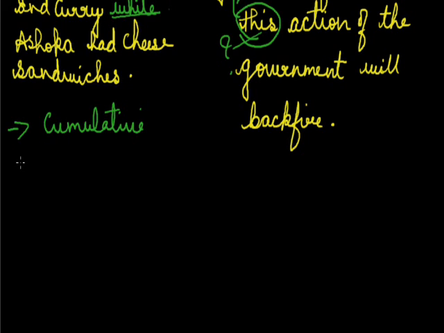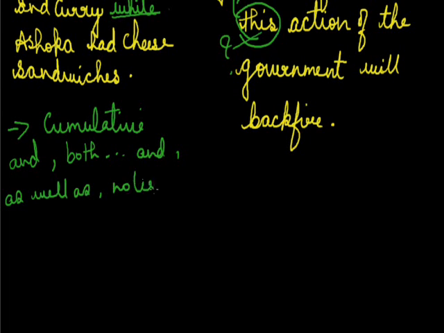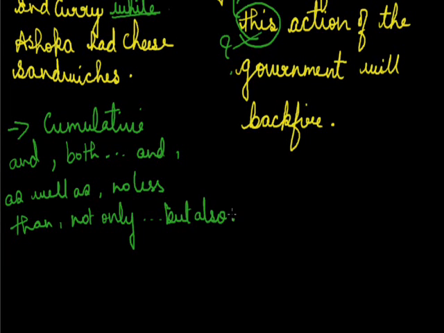Cumulative conjunctions merely add one statement or fact to another. Conjunctions which are used to join two statements, like and, both, and, as well as, no less than, not only but also, are common conjunctions of this type.